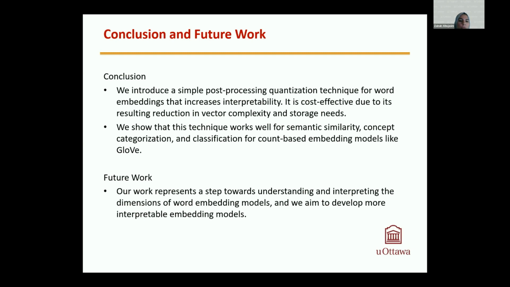And for future work, we would consider a step forward to understand and interpret the dimensions of word embedding models, and we aim to develop more models in the future.